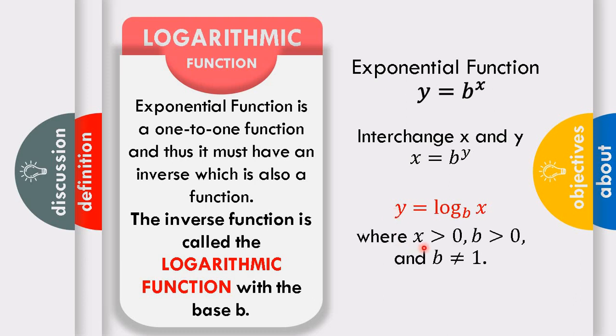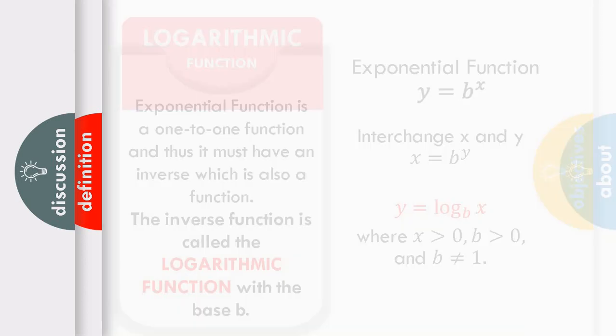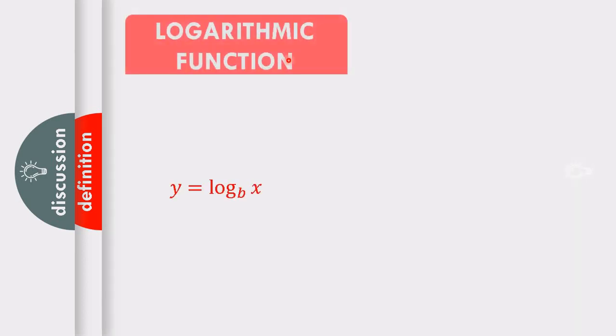Where x is greater than 0 and b is greater than 0 and b is not equal to 1. So we avoid negative values of b to avoid complex numbers, and we also avoid 1 as the value of the base to avoid the constant function. So for the logarithmic function, this is the general form, y equals log of x to the base b. So again, the restrictions: x greater than 0, b greater than 0, and lastly, b not equal to 1.